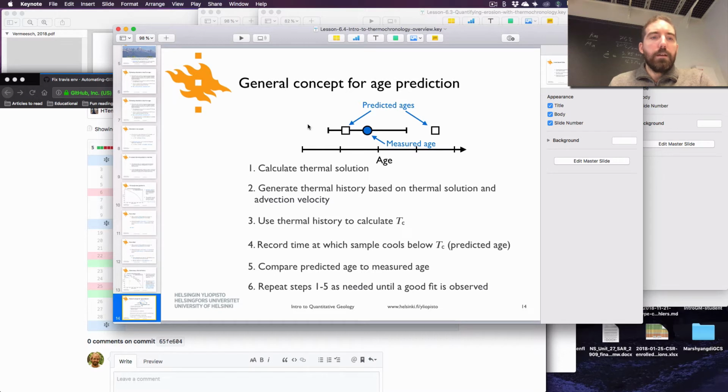Okay. That's that. And are there any questions about this exercise 6 and 7 concept?